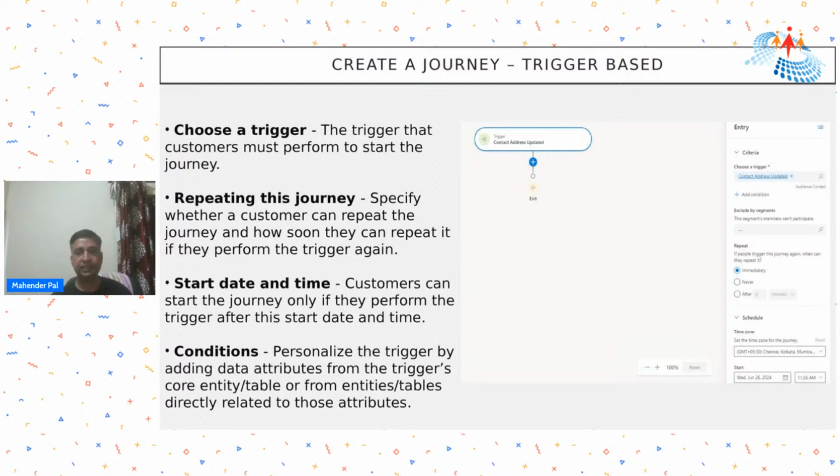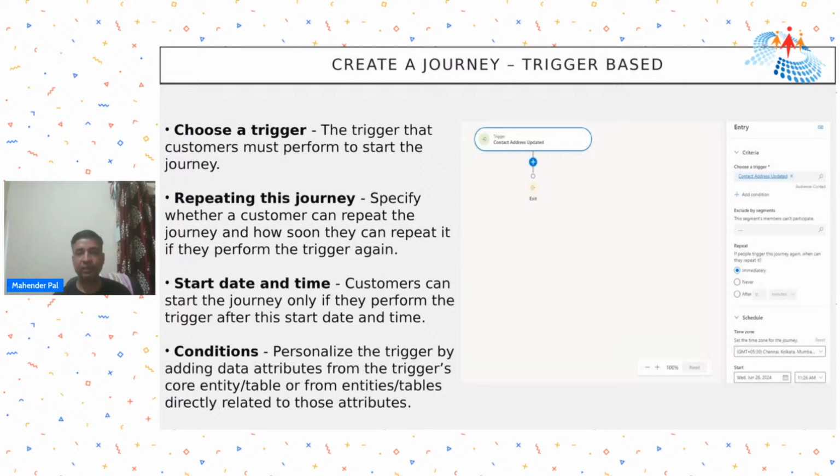Now, let's take an example where we selected trigger based. Then we will see this screen here, which is the editor. On the right hand side, we will see the different options for the criteria, or the trigger that we want to utilize. For example, you can see here the contact address is updated. So as soon as the contact record address is updated, we want to include that here in this journey.